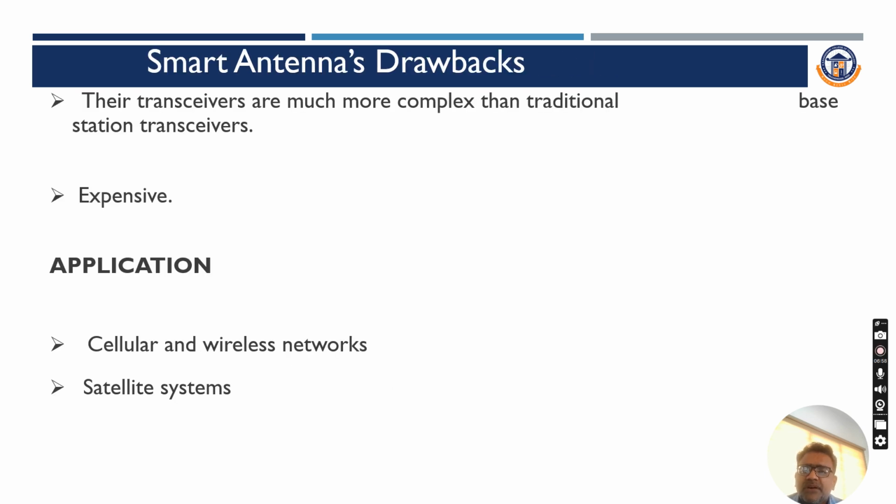So drawbacks of smart antennas are that the transceiver design is more complex than the traditional system and it is highly expensive. The applications are cellular and wireless networks, satellite systems.